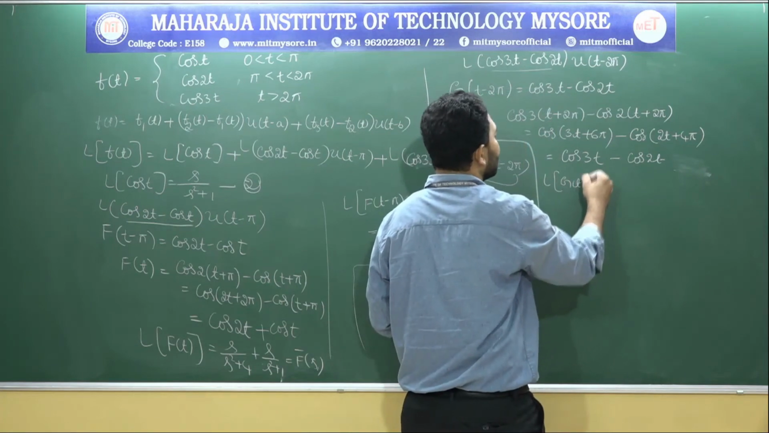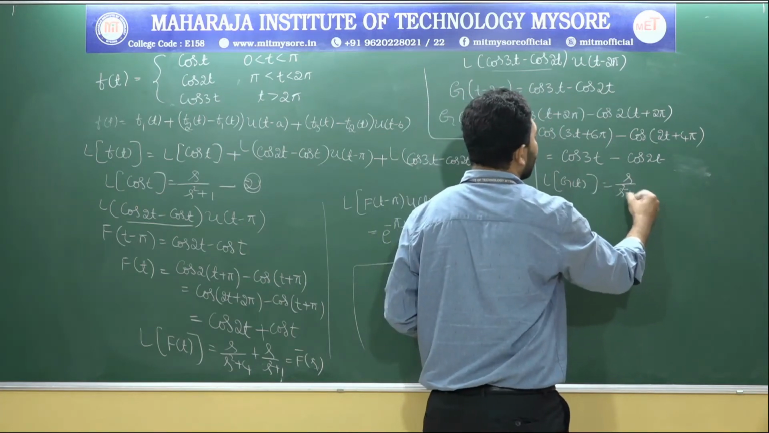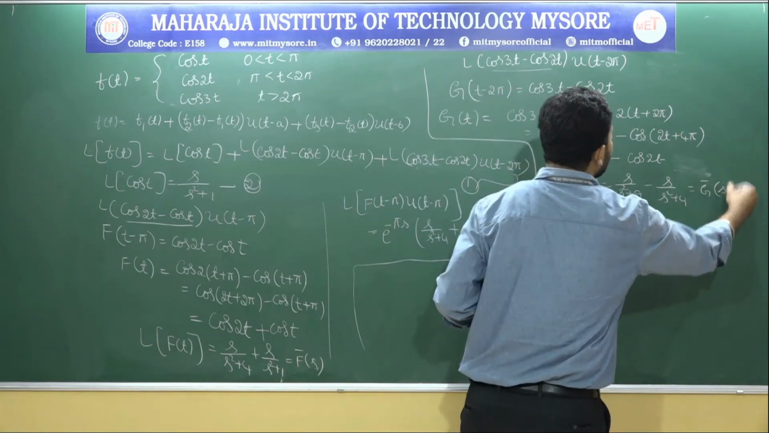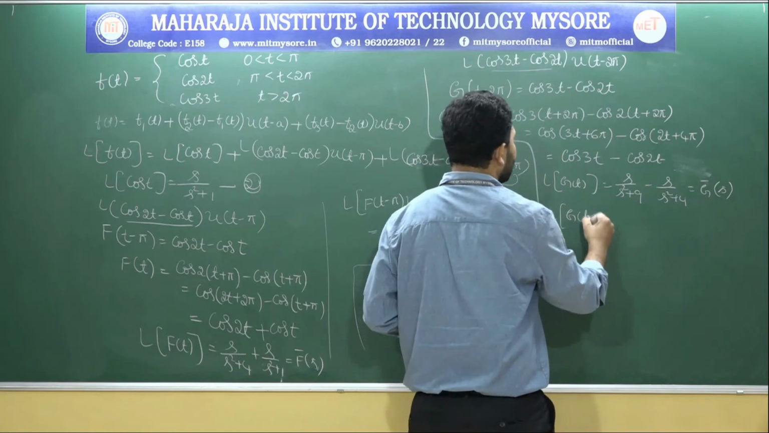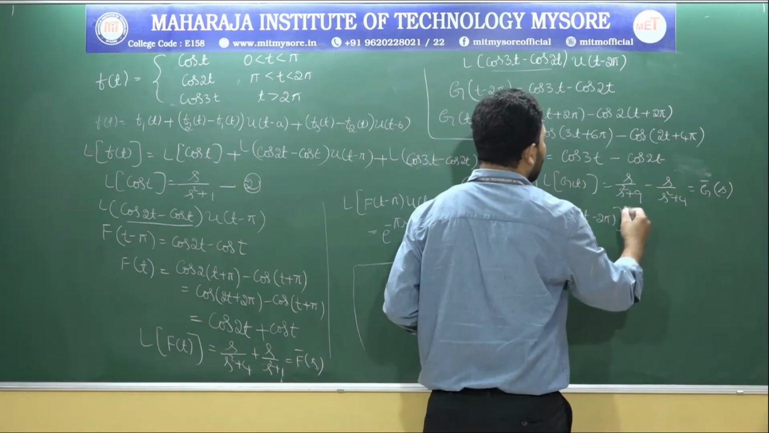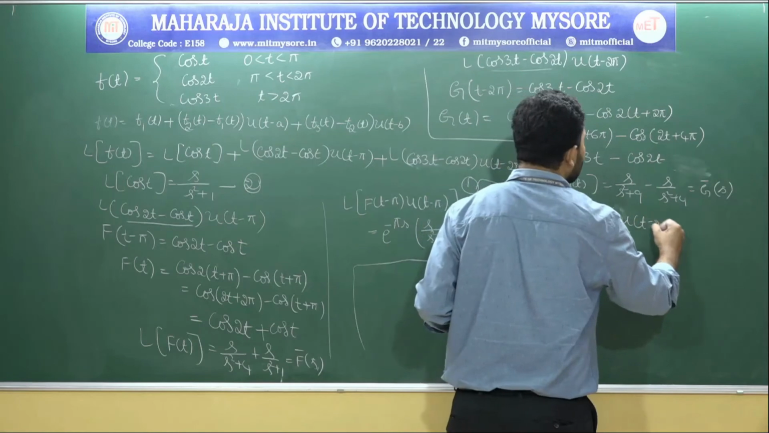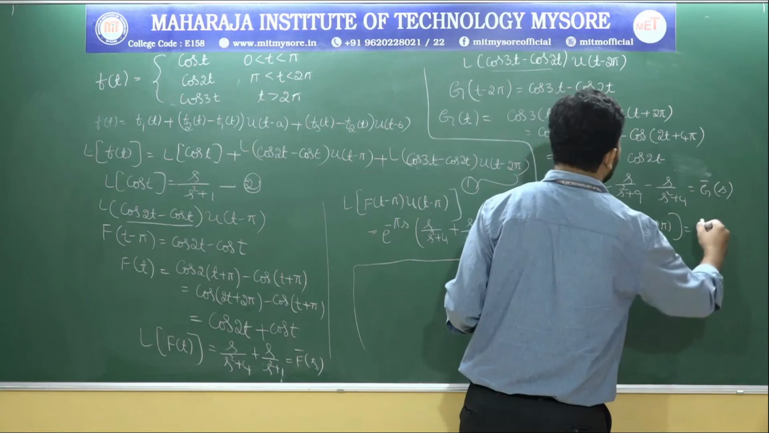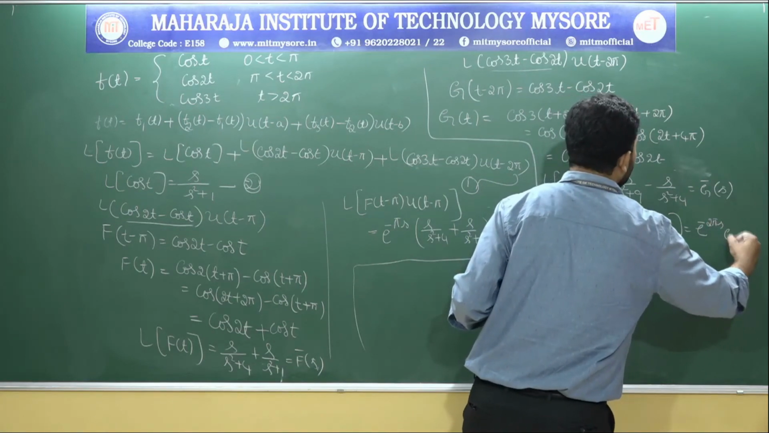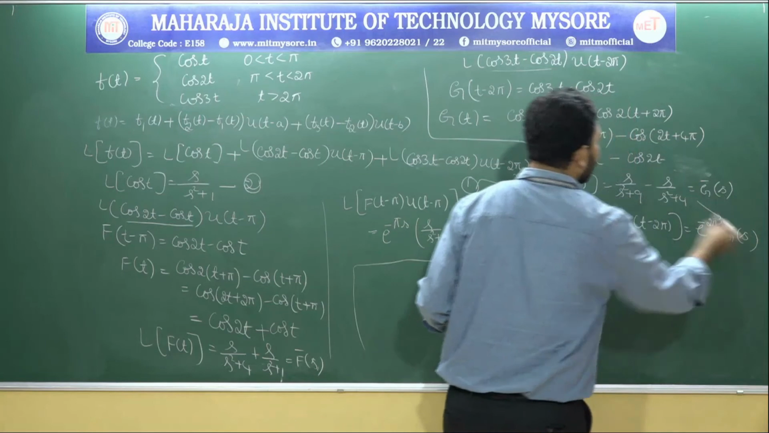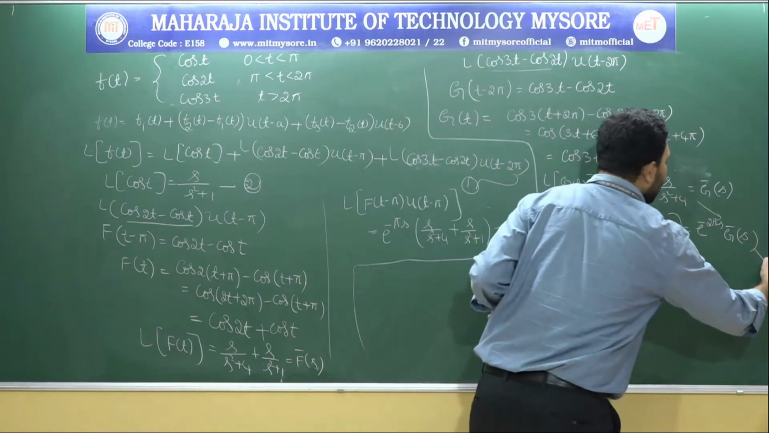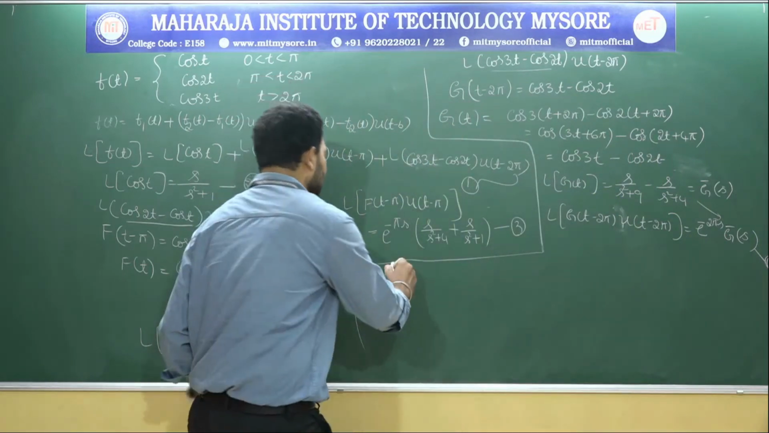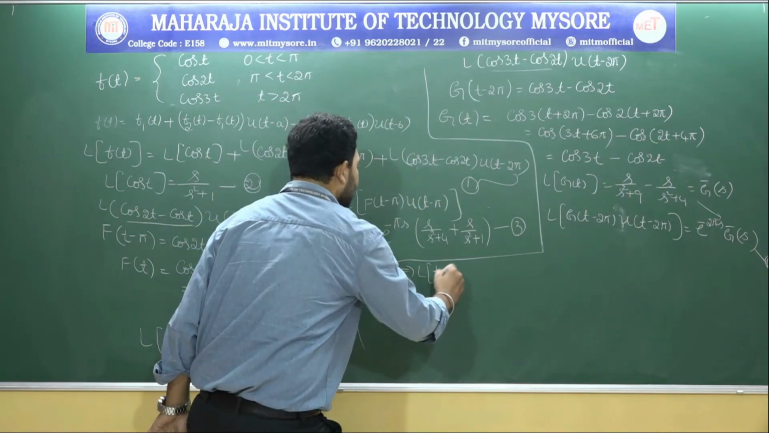Laplace of g of t is s divided by s square plus 9 minus s divided by s square plus 4. This is our g bar s. And finally, Laplace of g(t minus 2 pi) u(t minus 2 pi) is e power minus 2 pi s into g bar s only. I will take this as equation 4. So finally equation 1 becomes the final result.